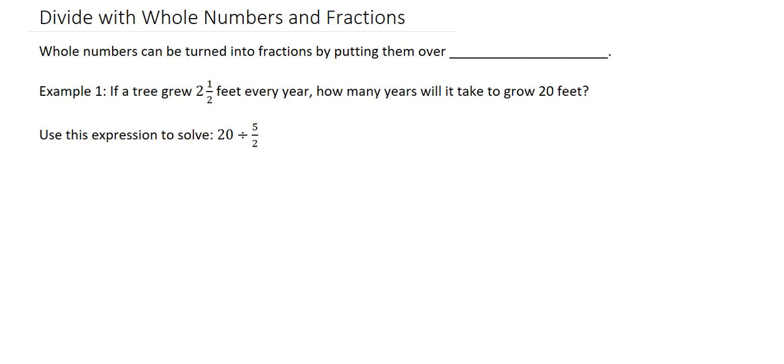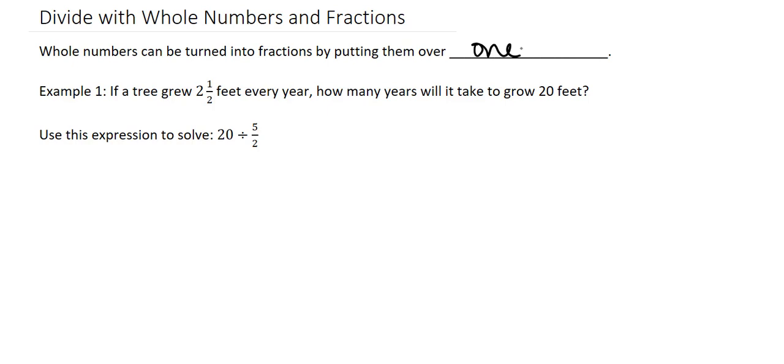Divide with whole numbers and fractions. Whole numbers can be turned into fractions by putting them over 1. Example 1: if a tree grew 2.5 feet every year, how many years will it take to grow 20 feet? So we're going to use the expression below.